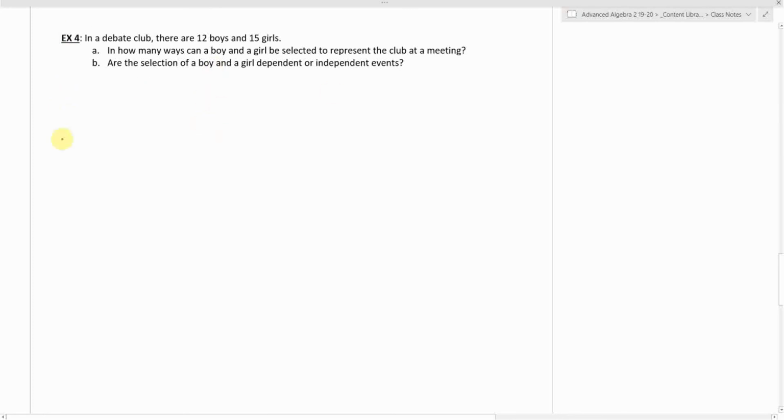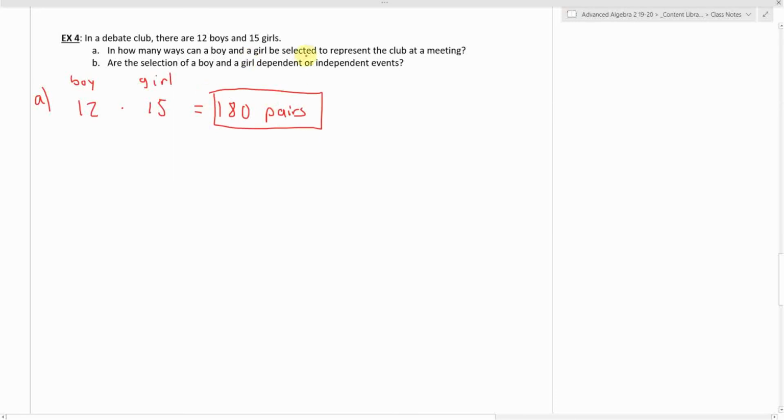Okay, so we are setting this parameter that there has to be a boy and a girl. So we can't have two boys, we can't have two girls. So how many different ways could I randomly select one boy, right? Well, there's 12 ways to select a boy, and there are 15 ways to select a girl. And so the counting principle says we would just multiply 12 possible boys times 15 possible girls, and we would get 180 possible pairs of a boy and a girl, right? So 180 possible pairs.